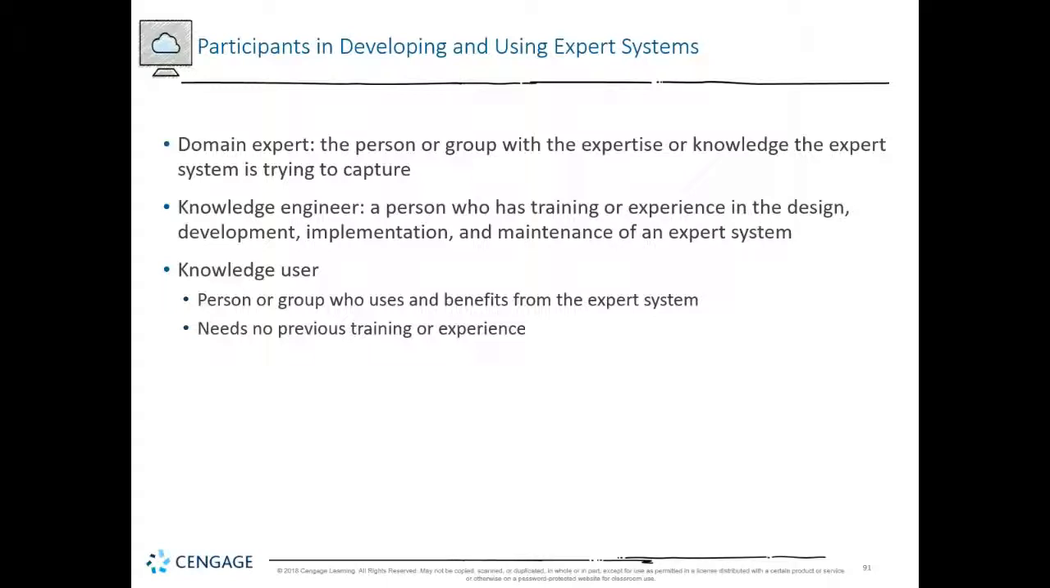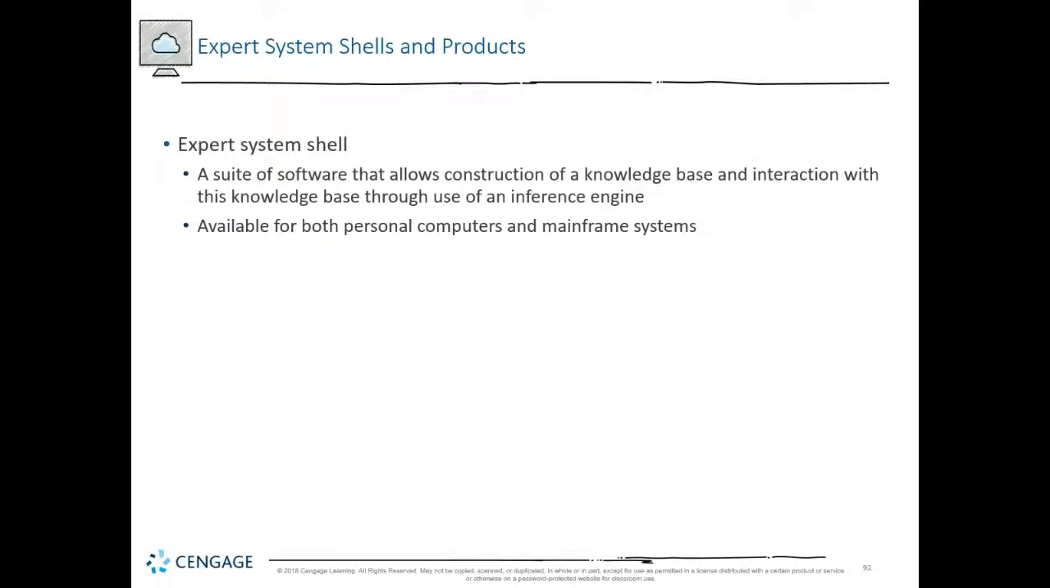Participants in developing and using expert systems. Domain expert: the person or group with the expertise or knowledge the expert system is trying to capture. Knowledge engineer: a person who has training or experience in the design, development, implementation, and maintenance of an expert system. Knowledge user: a person or group who uses and benefits from the expert system, and needs no previous training or experience.